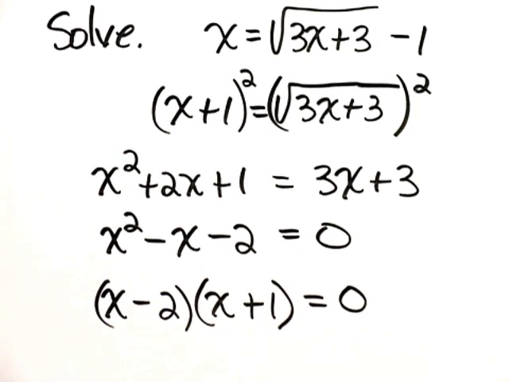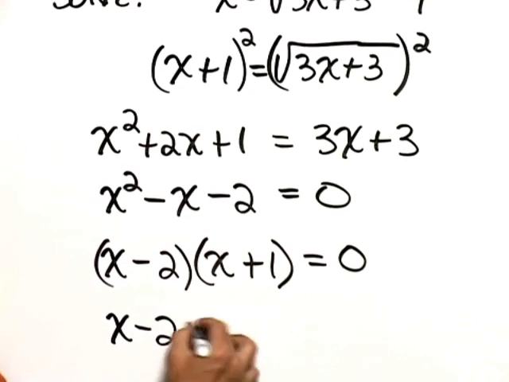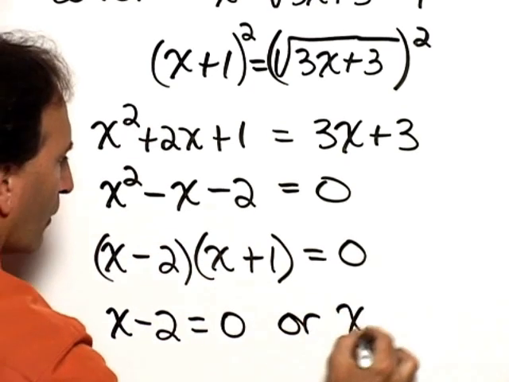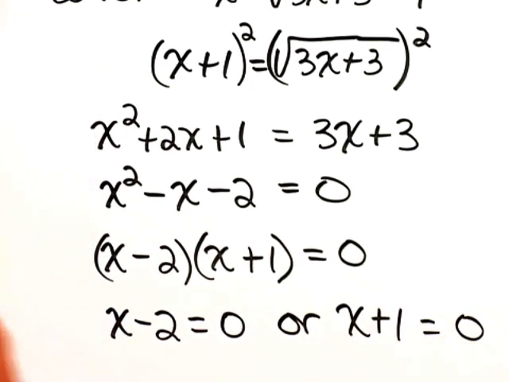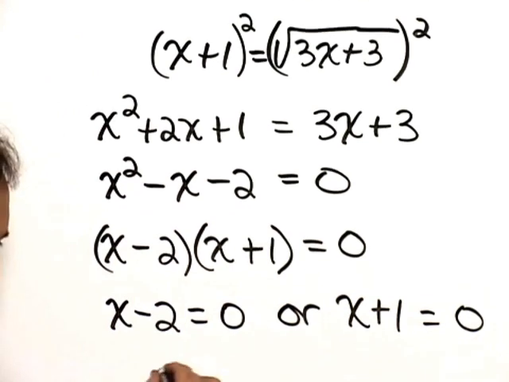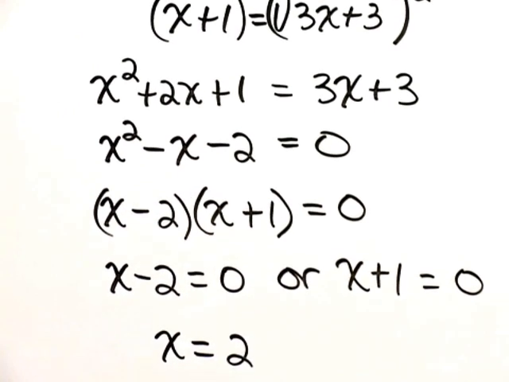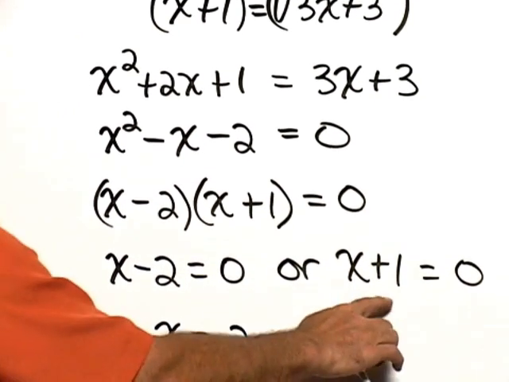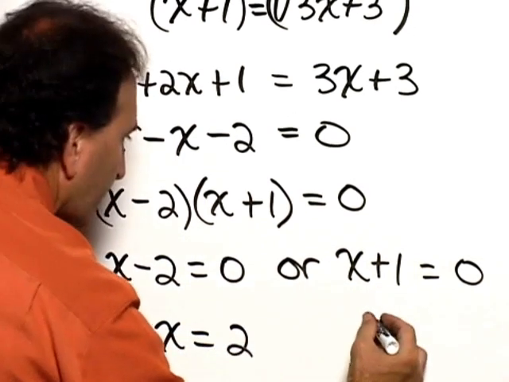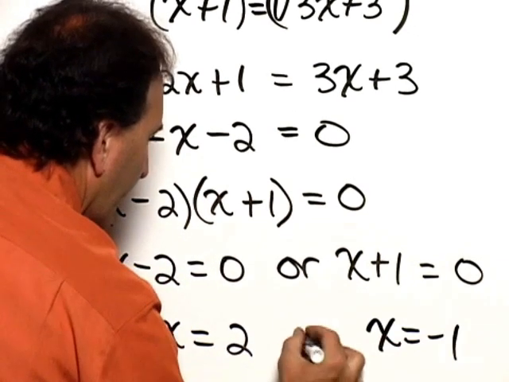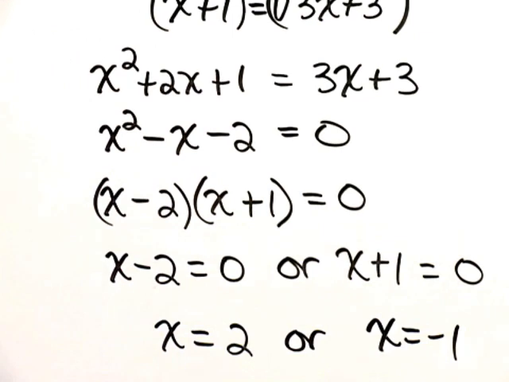Using the zero factor property, we would say x minus 2 equals 0 or x plus 1 equals 0. Simplifying, solving each of these individual equations, we add 2 to both sides, we get x equals 2. In this equation, we subtract 1 from each side, we get x equals negative 1. Now let's perform a check to make sure that both of these solutions work.